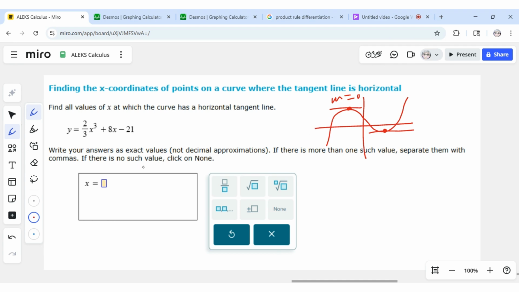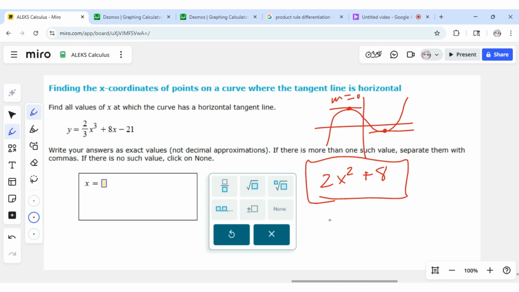So let's see how this goes. We're going to take the derivative of this first with the power rule. So 3 times 2/3 is 2. And then we lower the power by 1, we get x squared. And then this is x to the first power, so that 8 is multiplied by 1, so it stays 8, and the x goes to a power of 0, which means it disappears. And of course, the derivative of the constant negative 21 is 0. So this is our derivative. So where does this equal 0?